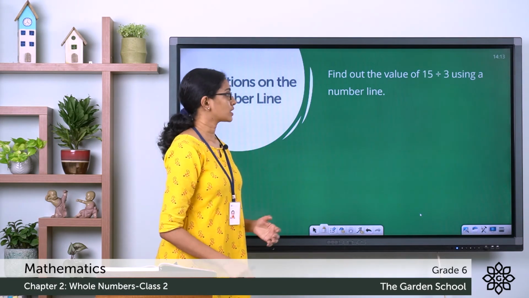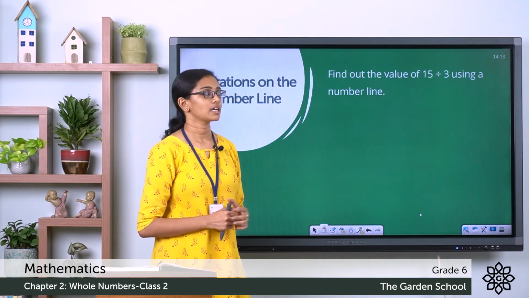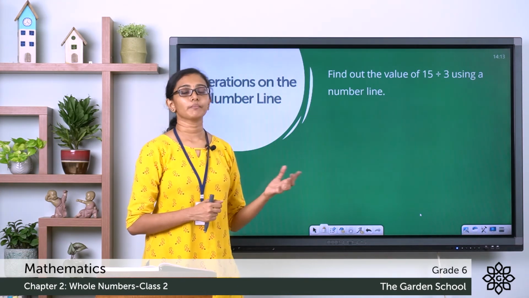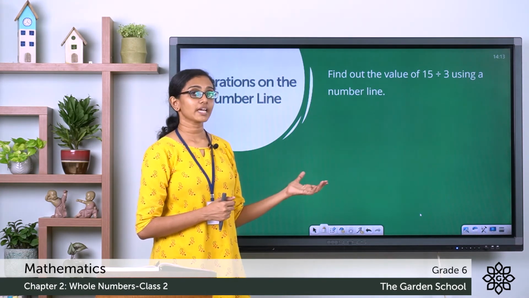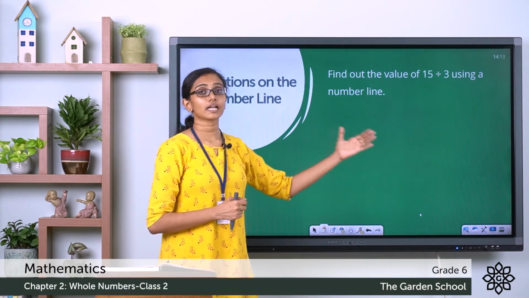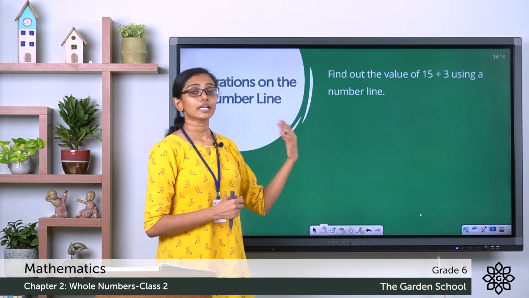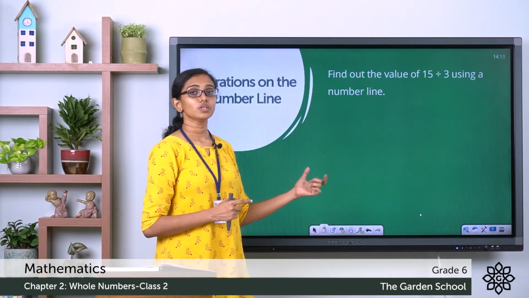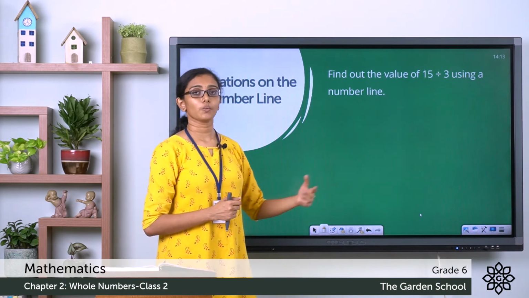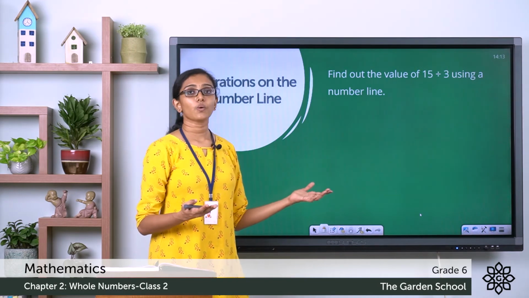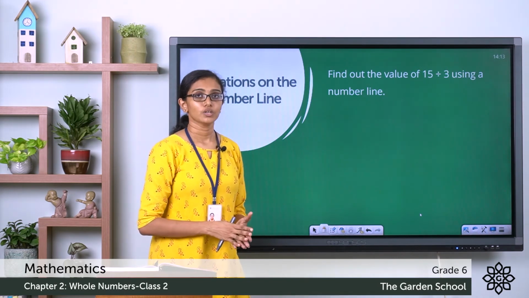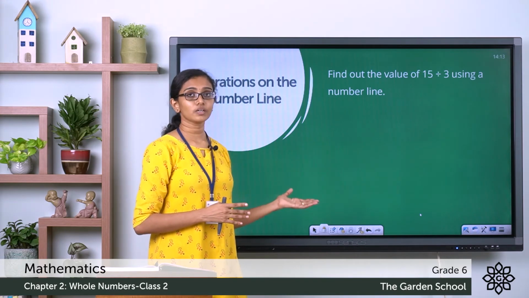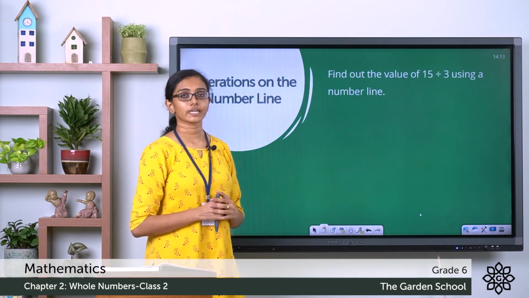So what about division? Here is a question on division. Find out the value of 15 divided by 3 using a number line. See, in multiplication we jumped forward or towards the right. Why? Because we were repeatedly adding. In addition, we saw that we have to jump towards the right or move forward. So in division, we know it is repeated subtraction. So in which direction will we be jumping? We have to jump backward or towards the left repeatedly.